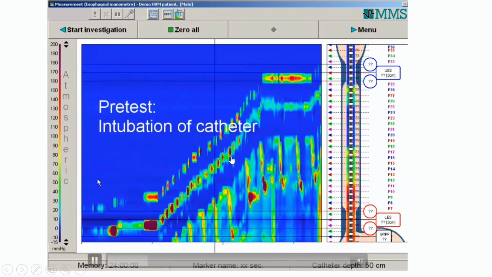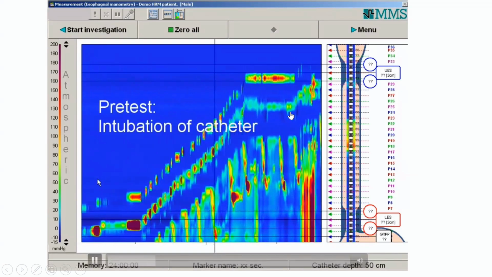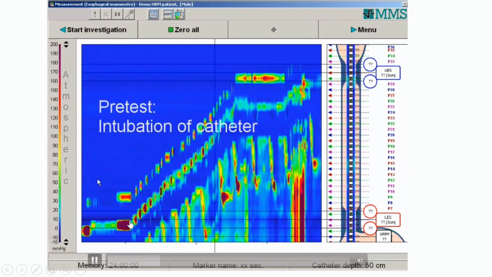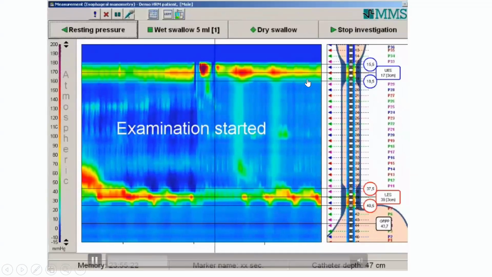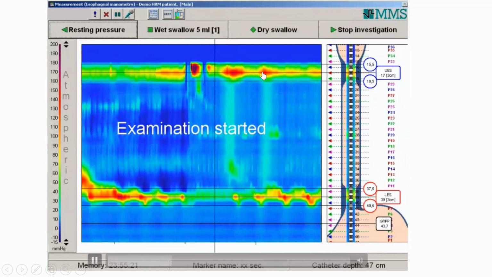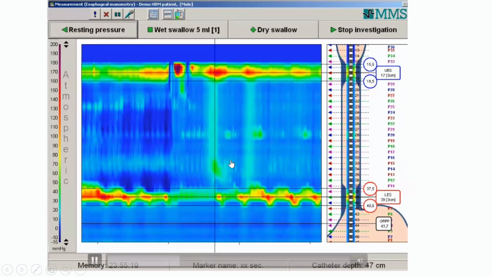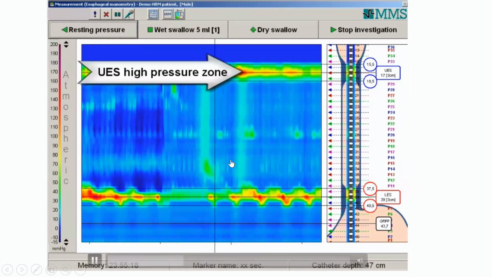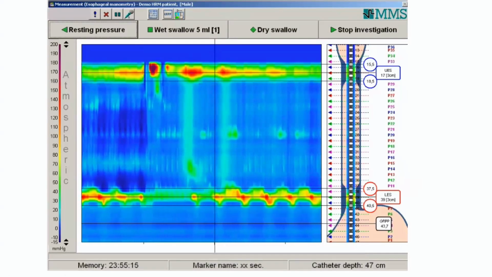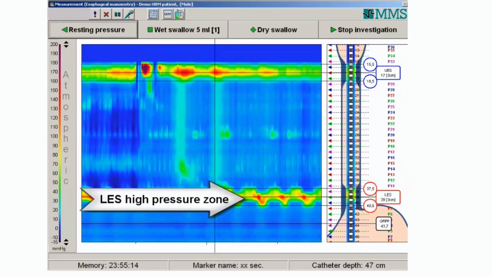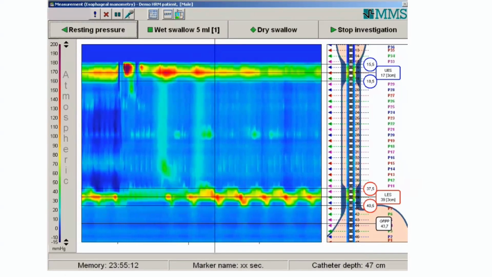I have to see that this pressure is starting to be in between these two lines. And also we should have high pressure in this area. Once we see that there is high pressure here and high pressure here, then we can press to start recording. So I should have the high pressure zone and also the lower esophageal sphincter, the LES. Then I can start recording.